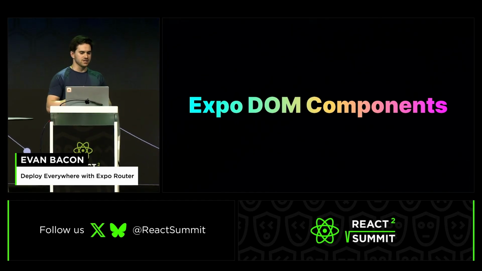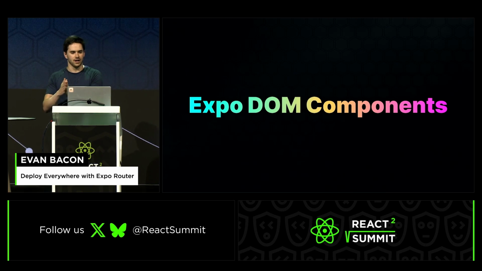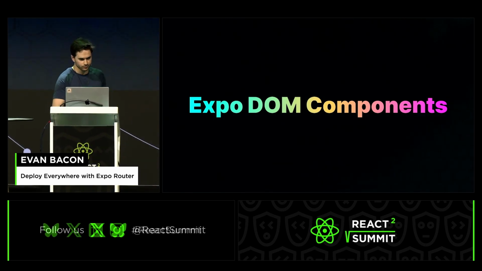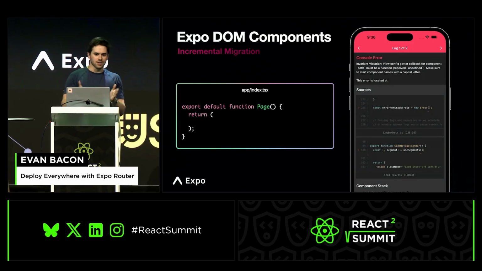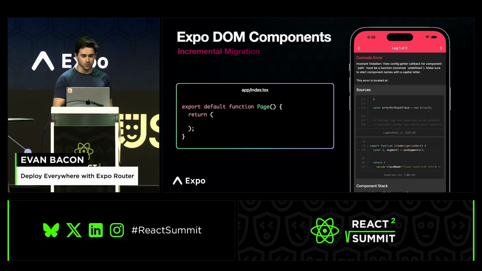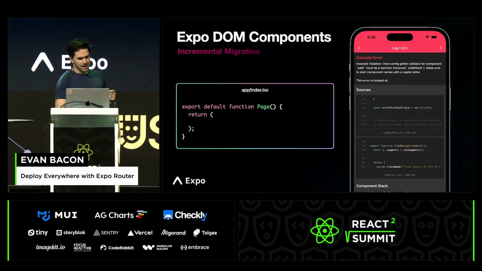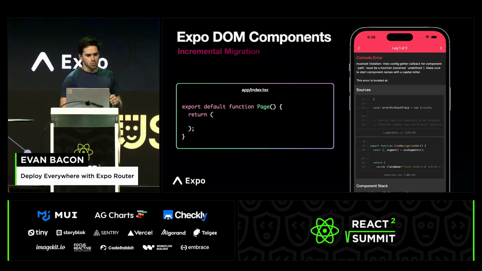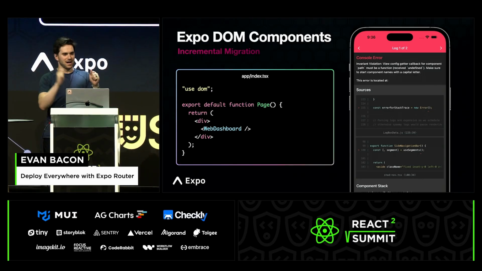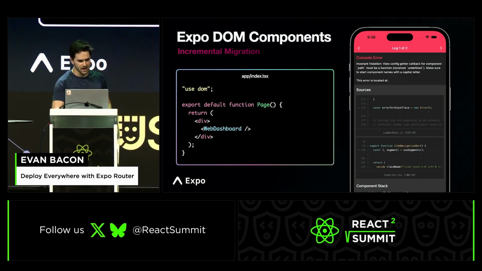We recently introduced Expo DOM components, which enable you to incrementally migrate from web-only React to universal React apps. You simply mark components with use DOM to render them inside of an optimized web view. These components essentially run as mini Expo websites. You can move the use DOM directive around to incrementally migrate entire sections of your website over to a beautiful universal app.